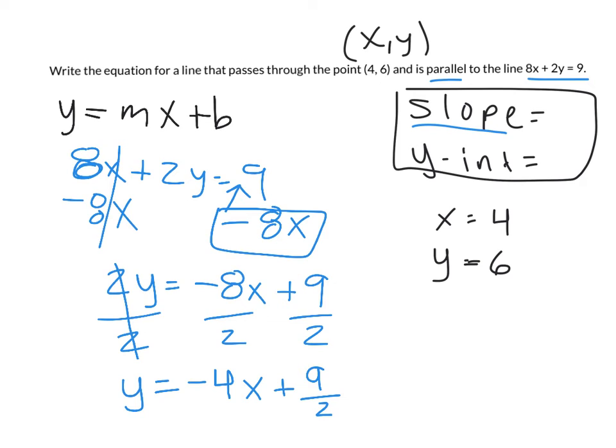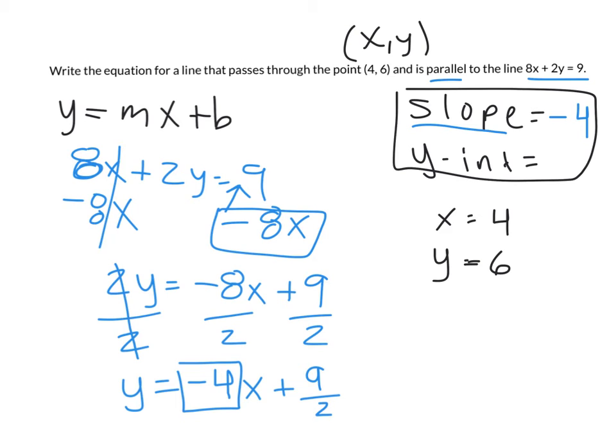We don't care at all what the y-intercept of this equation is. Remember, all we're interested in is the slope, because this line is parallel to our line. So we can see that this line, 8x plus 2y equals 9, once we put it into slope-intercept form, has a slope of negative 4. So we'll put that up here. We have a slope of negative 4 for our line.